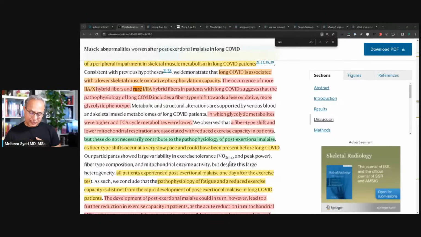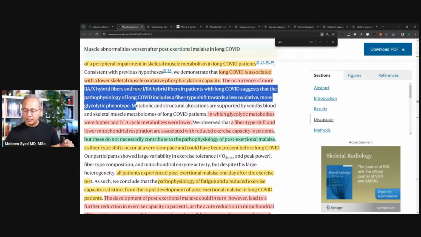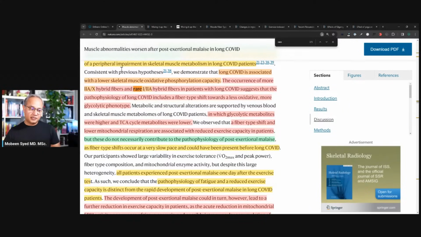So what I presented to you today is, if I was sharing my screen, you would be able to read it as well. The occurrence of more type 2AX hybrid fibers and rare 1,2A fibers in patients with long COVID suggests that the pathophysiology of long COVID includes a fiber type shift towards a less oxidative and more glycolytic phenotype. So I was reading here. And the various mechanisms that I showed you today, they show how to move back from there.